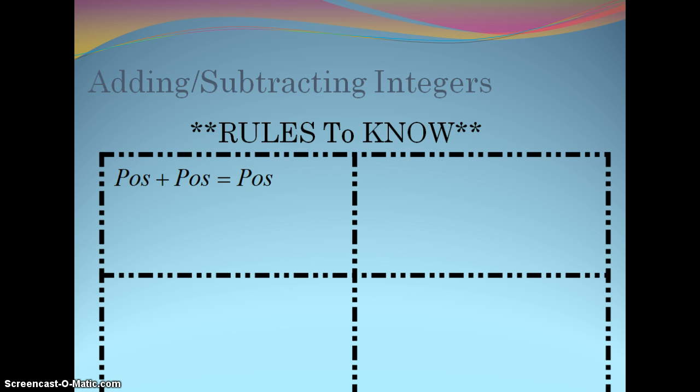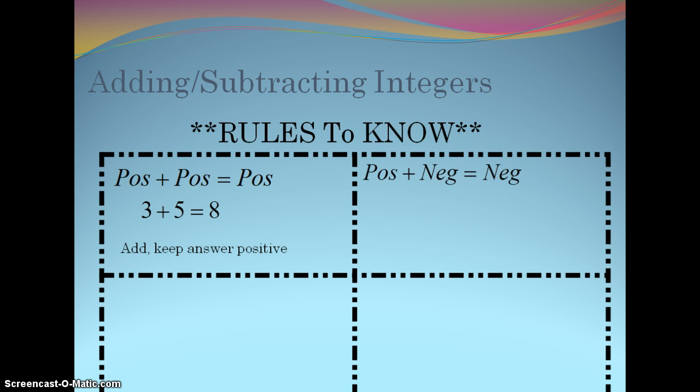First rule, hopefully you guys know this one. A positive plus a positive will always equal a positive. So when you add two positive numbers, just add the numbers and keep your answer positive. For instance, 3 plus 5 equals 8. 3 is positive, 5 is positive. It's going to equal 8, which is also positive.